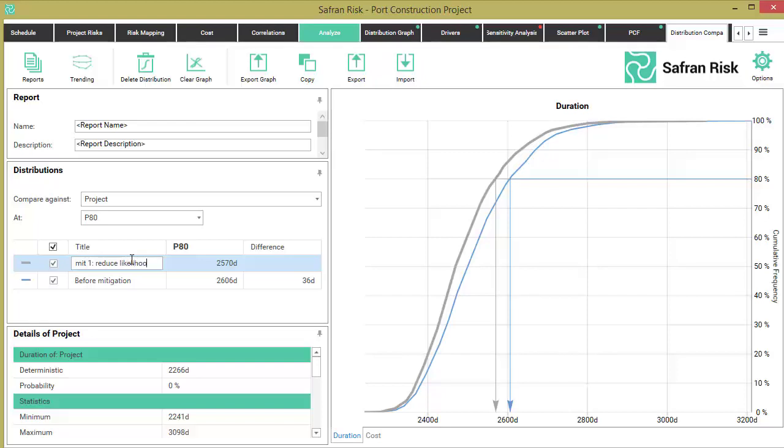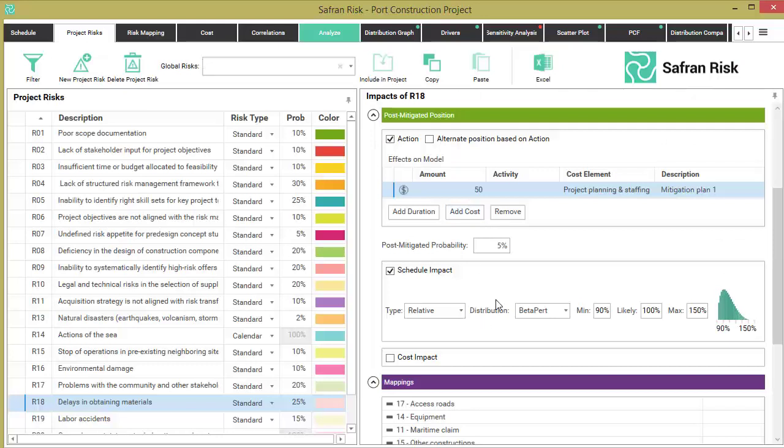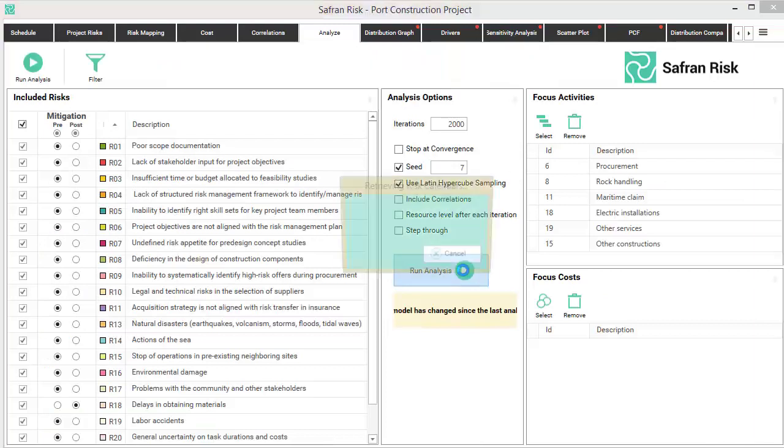Back in Project Risks, we modify again Risk 18. We restore the probability to 25% and change the maximum from 150% to 105%, thus limiting the tail of the distribution, allowing for shorter time delays. Therefore, we can now run a simulation again with this new set of mitigation strategies.